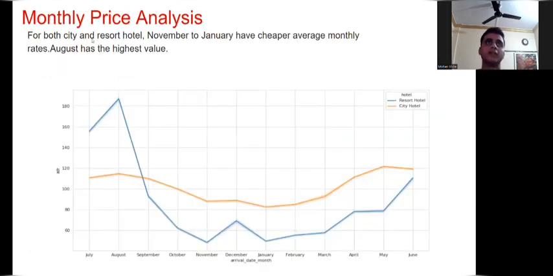So, monthly price analysis. We can see that for city and resort hotels, November to January has cheaper average monthly rates. August has the highest value.